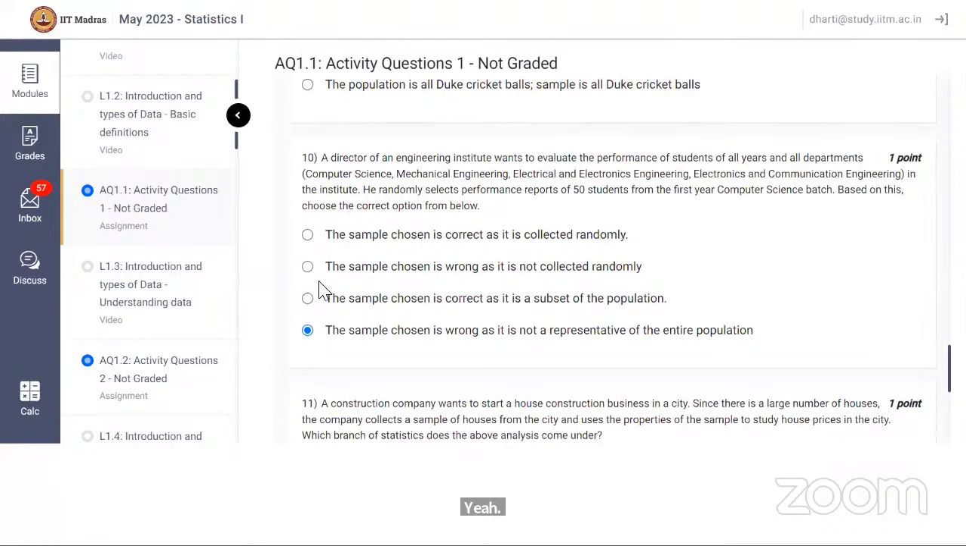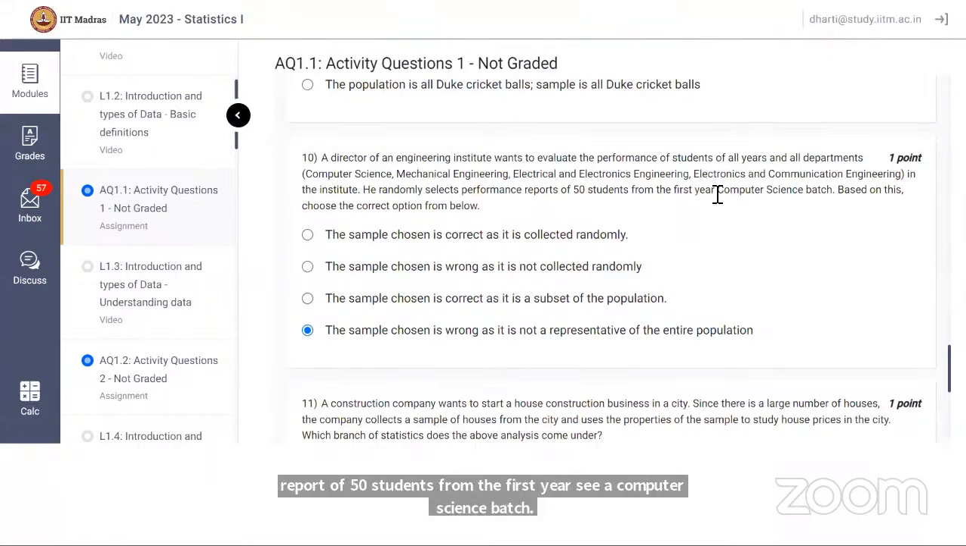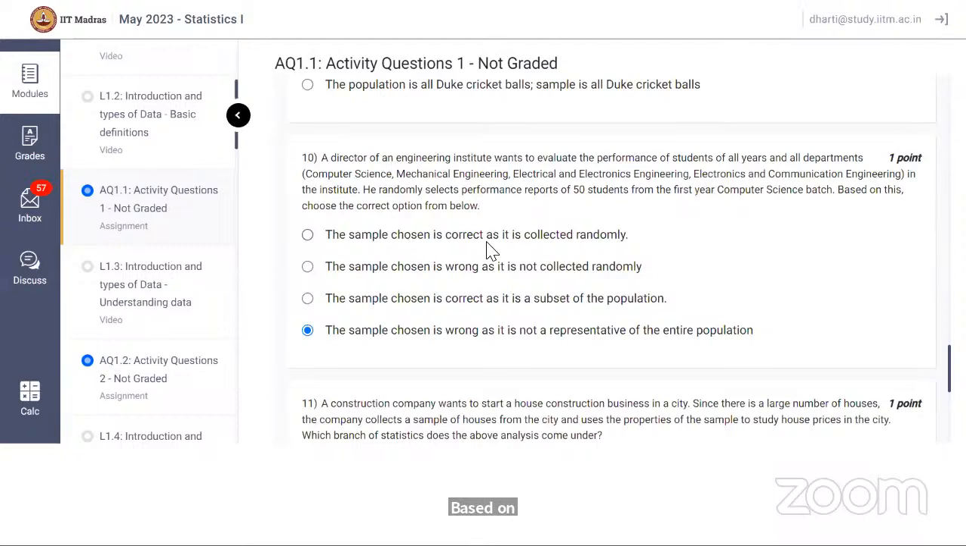So, in question number 10, what is it? A director of an engineering institute wants to evaluate the performance of students of all years and all departments in the institute. He randomly selects a performance report of 50 students from the first year computer science batch. Based on this, choose the correct option from the below. Is the sample chosen correct?